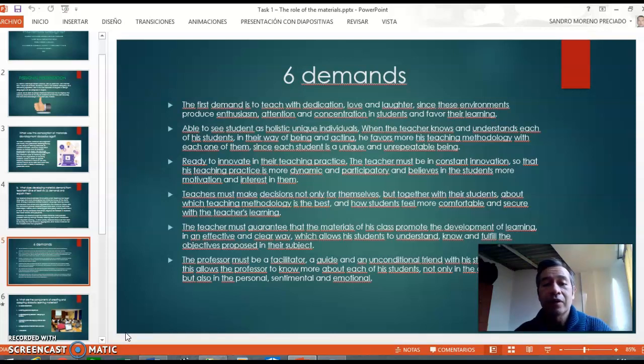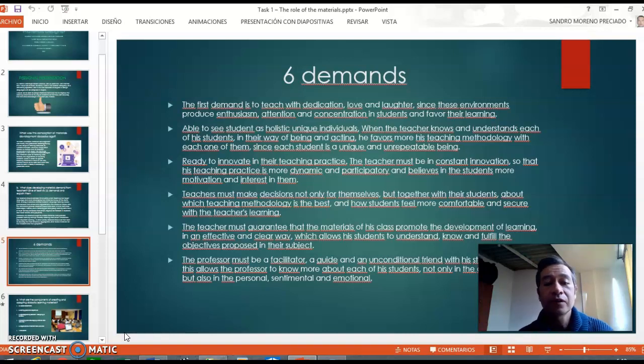Third, be ready to innovate in their teaching practice. The teacher must be in constant innovation so that his teaching practice is more dynamic and participatory and creates in the students more motivation and interest. Fourth, teachers must make the decision not only for themselves, but together with their students, about which teaching methodology is the best, and how students feel more comfortable and secure with the teacher's learning.